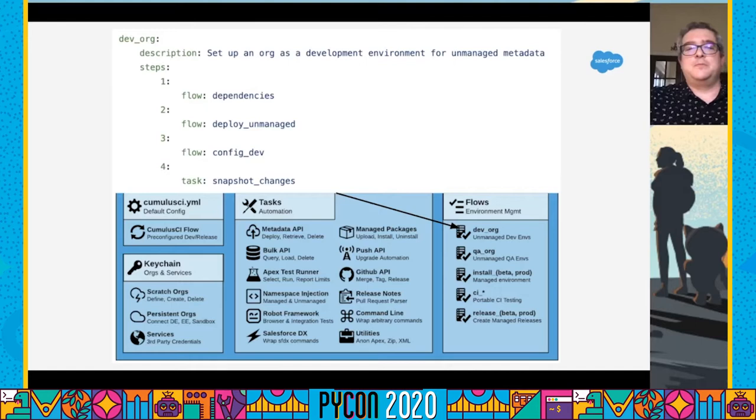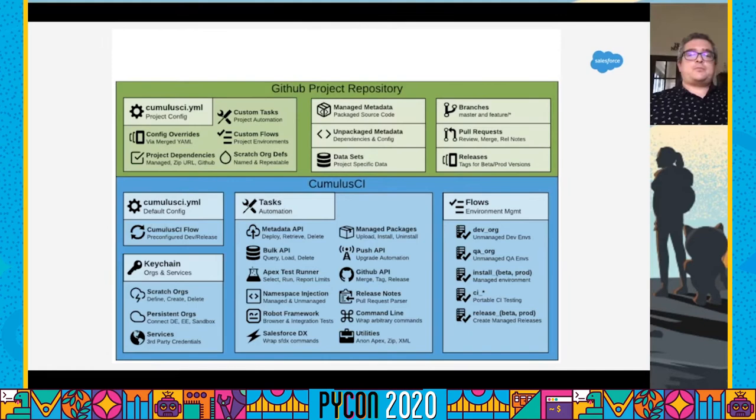And then finally call the task snapshot changes to reset the source tracking so that we can track everything that we do from that point forward. Now, obviously every project is going to have different needs for what it means to get a dev org or a QA org. And that's where Cumulus CI's project configuration comes in.